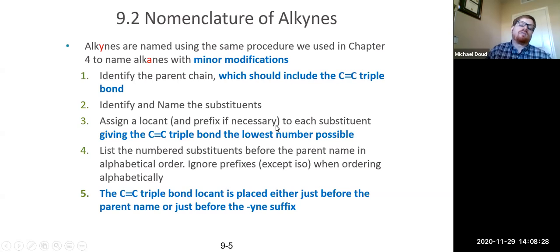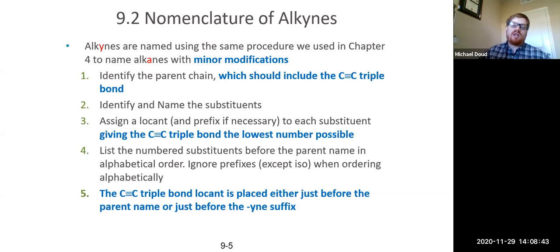Okay, so that's how alkynes interact with us. Of course, we want to learn how to name them, and really good news here, guys. Alkynes are even easier to name than alkenes. If you know how to name an alkene, you can name an alkyne.